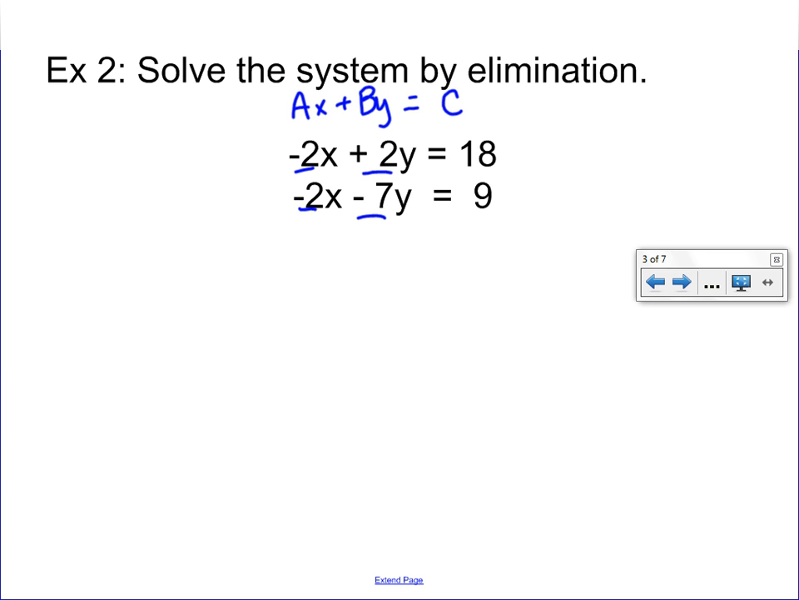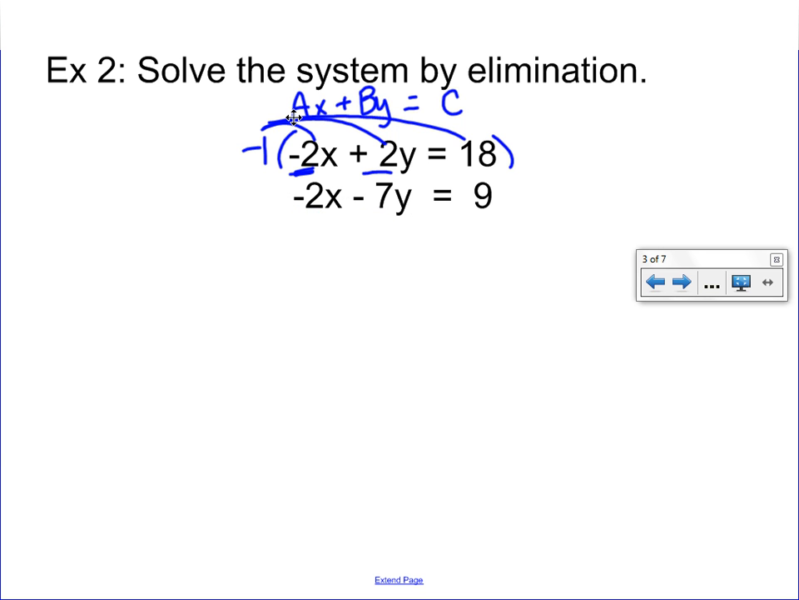So what we're going to do this time is multiply one equation to get an opposite. The easiest one to do here would be this -2 and -2. If we could turn -2 into +2, we would have opposite coefficients. So -2 times what is going to give me a +2? That would be -2 times a -1. And when I do that, I have to multiply it by everything in that equation.